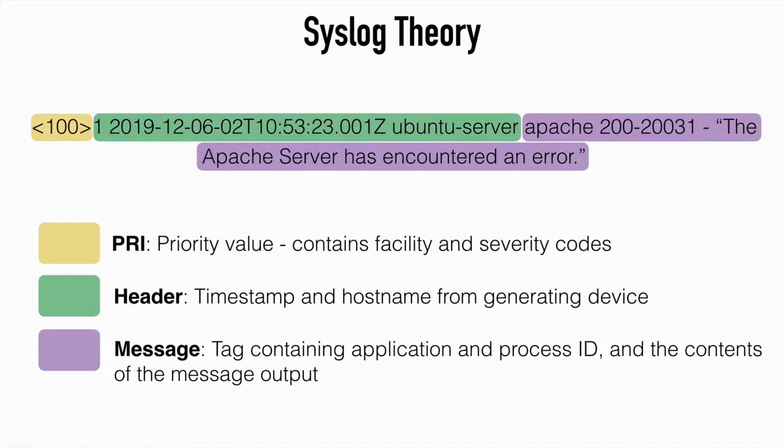And this can be broken down into two main parts. First is the tag, followed by the content. The tag will contain codes about which particular application and process ID would be related to the event. And the content would, of course, be the actual message output. The output we see here is that the Apache server has encountered an error. Syslog services are going to use UDP port 514 for communication by default.